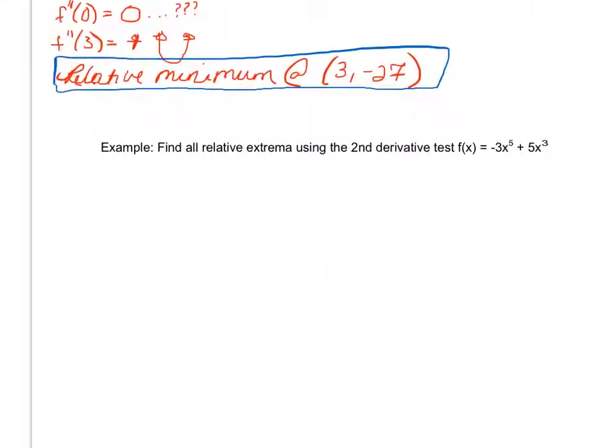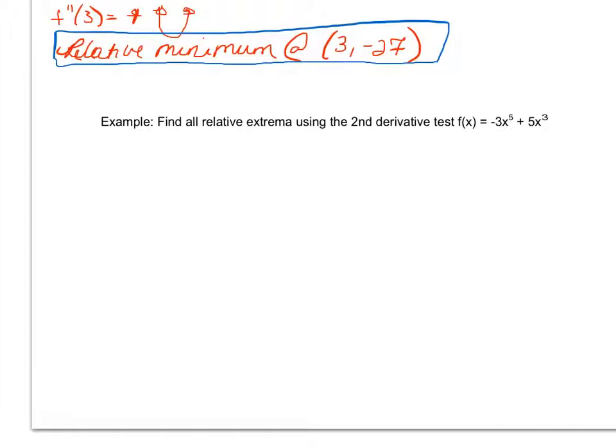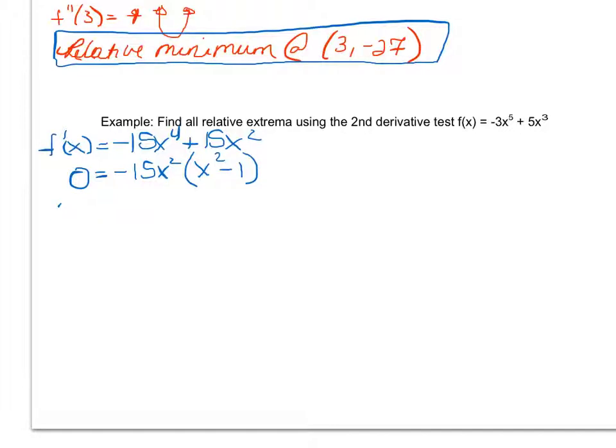Looking at one more example with this second derivative test, I'm going to do the same thing with my new function here. So the first thing I'm going to do is find my first derivative so I can find my critical points. And I get negative 15x to the 4th plus 15x squared. So I'm going to go ahead and set my first derivative equal to 0. I'm going to factor out a negative 15x squared. I don't like my first term to be negative. And I'll get x squared minus 1. So I see either x is 0 or x is either positive 1 or negative 1.